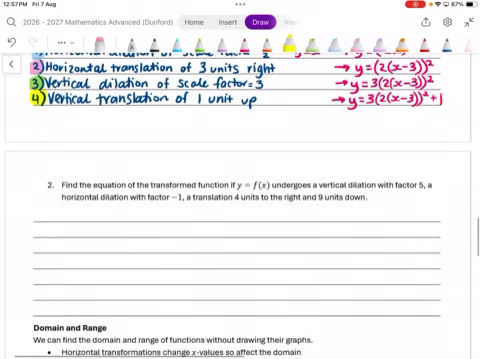All right. So example 2, we're going to find the equation of the transformed function. If y equals f of x undergoes a vertical dilation with factor 5, a horizontal dilation with factor minus 1, and a translation 4 units to the right and 9 units down. So let's pick apart what we have. A horizontal dilation with factor minus 1 means it's reflecting in the y-axis technically. We have a translation 4 units to the right and 9 units down.